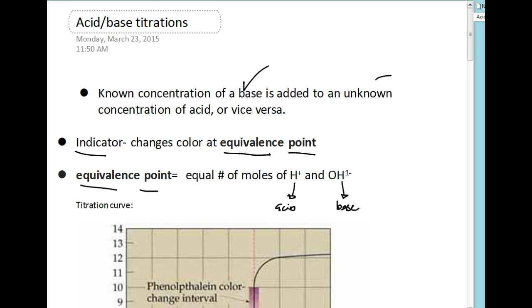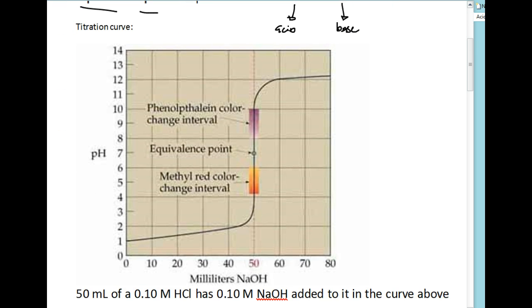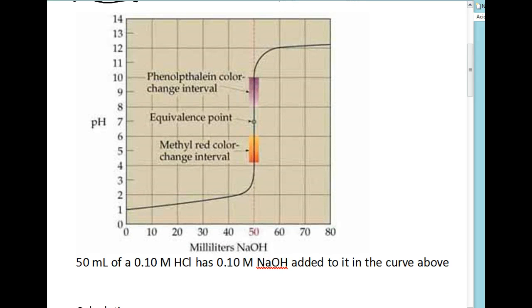And so we can monitor the pH as the base is slowly added, and we can set up what is called the titration curve, which looks different depending on whether it's a strong acid being added to a strong base, or a weak acid to a strong base, or a weak base being added to a strong acid. This titration curve here is going to be 50 mL of 0.1 molar HCl, a strong acid, having 0.1 molar sodium hydroxide, a strong base, added slowly to it.